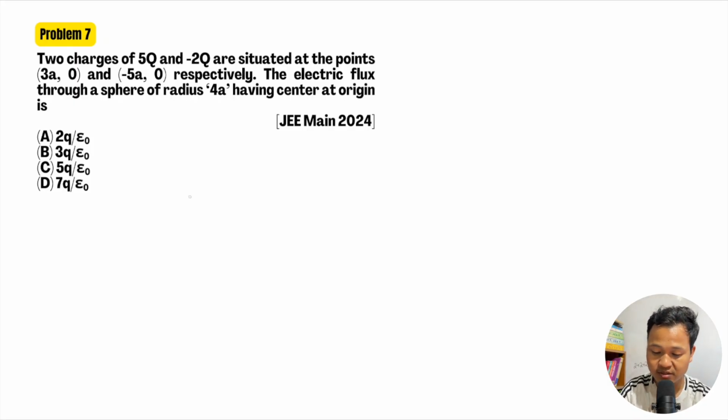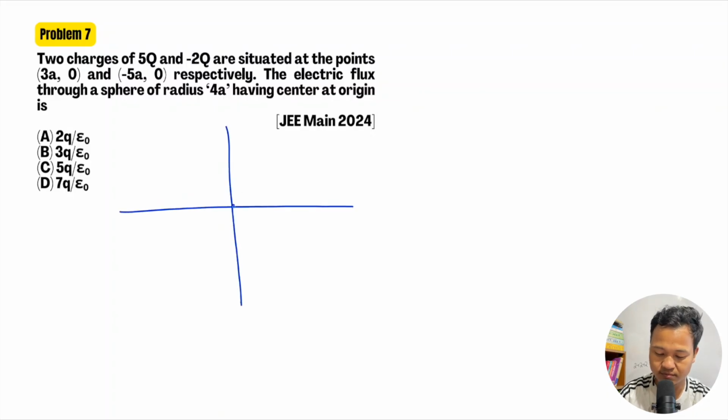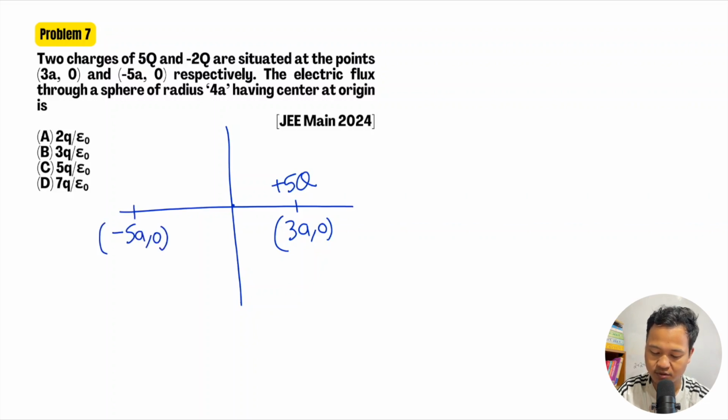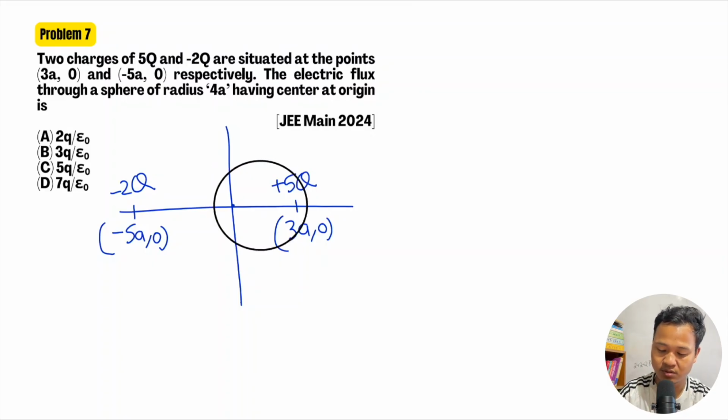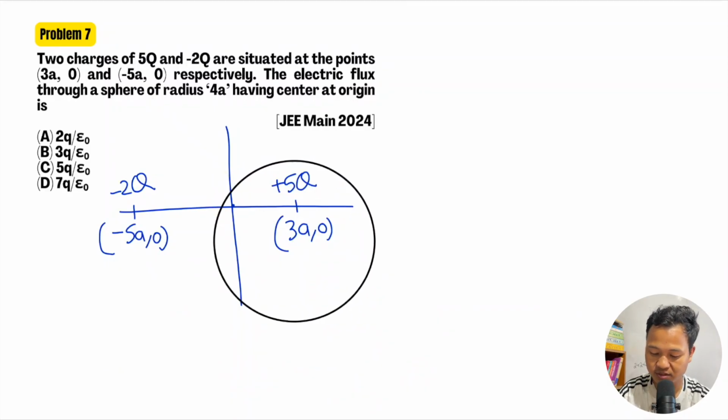Okay, so here you're given something like this. The origin is 0, 0. Plus 5q is at 3a, 0. Then minus 2q is at minus 5a, 0. The question is the electric flux through a sphere of radius 4a. Let's draw the sphere something like this. Big.